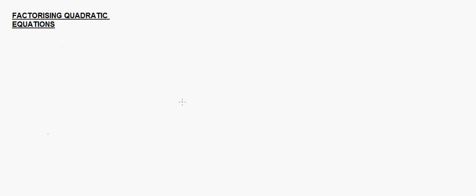Okay, so factorising quadratic equations 2. So in the previous video we did something along the lines of x squared plus 7x plus 10, and this equals 0.